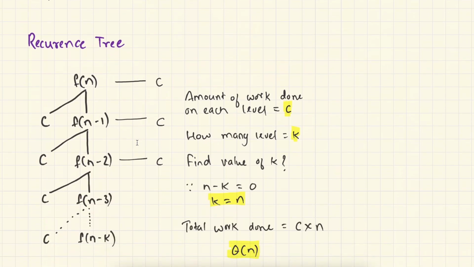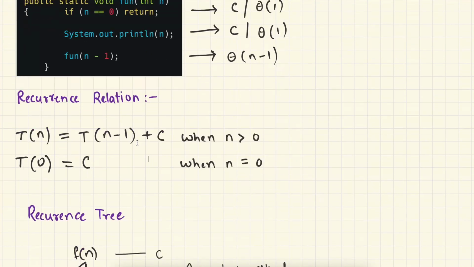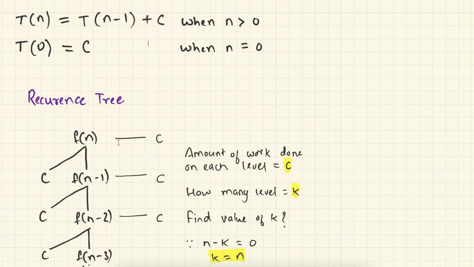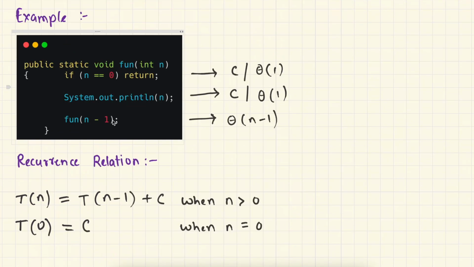So how do we construct a recurrence tree? Let me show you. In a recurrence tree, we first write the function n, because when we run this program, we are obviously going to call this recursive function, right? So we write it as it is. Now what this function is doing is simply a constant work, and it is making a call to itself by reducing n by 1.